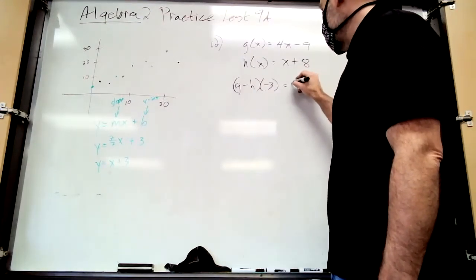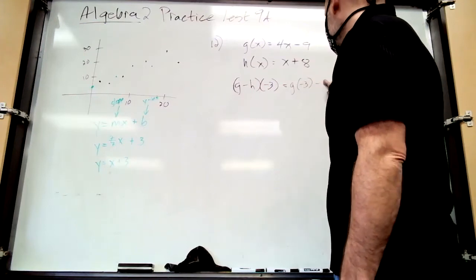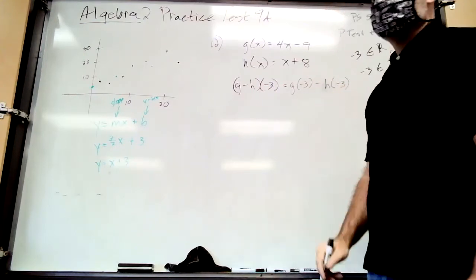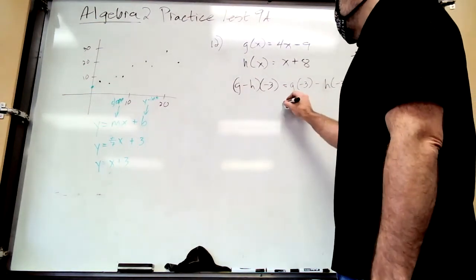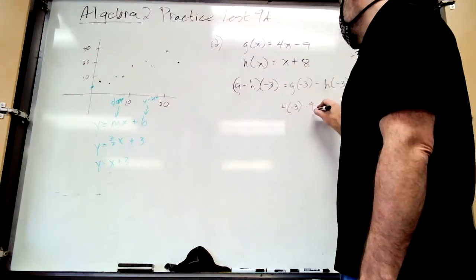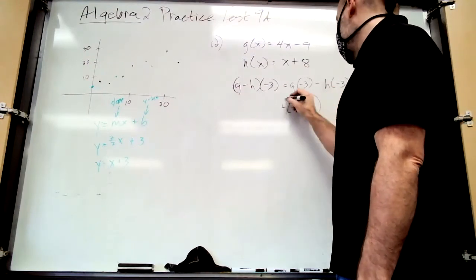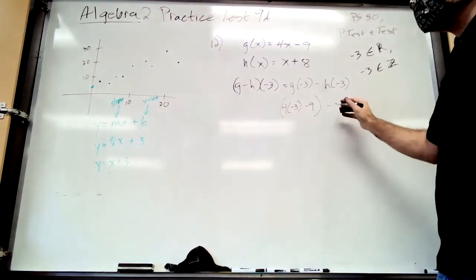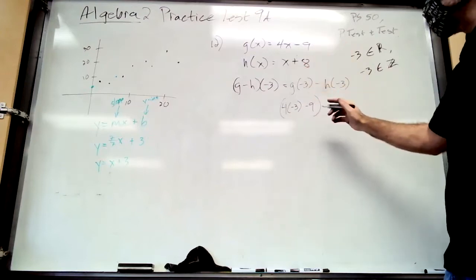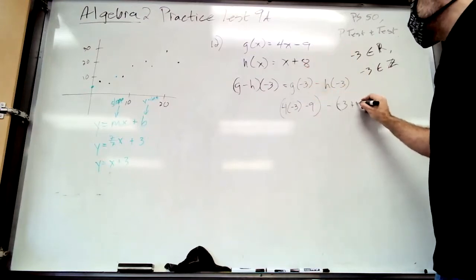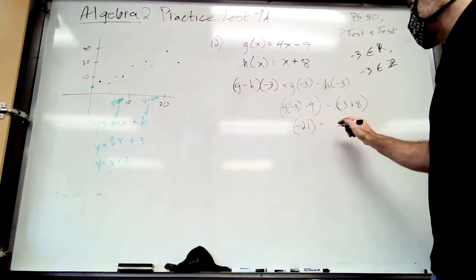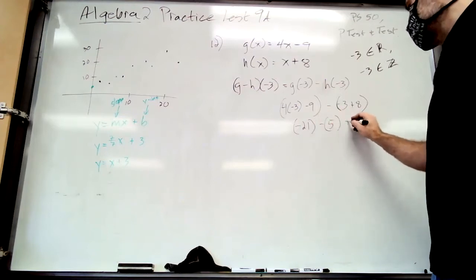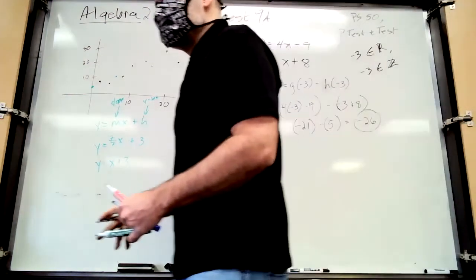Okay, so the easiest way to do it is just this: g of negative 3 minus h of negative 3. Plug it into the g equation, and then plug it into the h equation, and then subtract. I'm going to get an answer there, and then I'm going to subtract. You don't have to write it all out. Just plug it into here, and then subtract. So negative 3 plus 8. So negative 12 minus 9 is negative 21 minus 5 equals negative 26. Is that what you guys got?